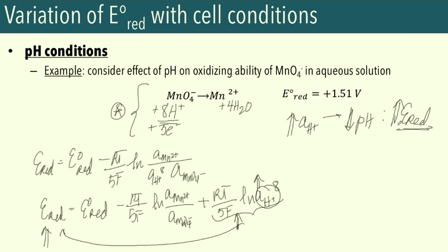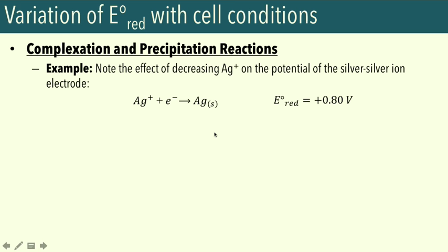So overall, in order to investigate the effect of pH, it's important to be able to balance the corresponding half reaction in order to see where our H plus ions might be involved in our equation. Our next effect of interest is complexation and precipitation. But before we get into this, let's just look at this particular system over here.